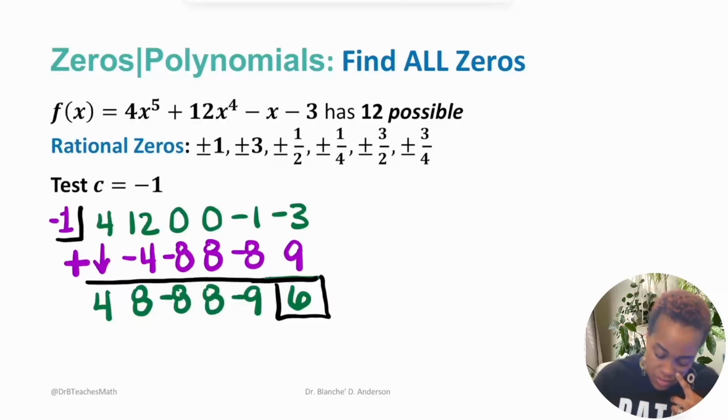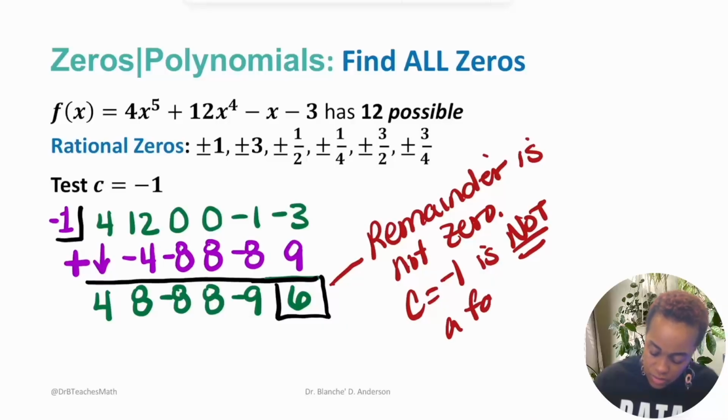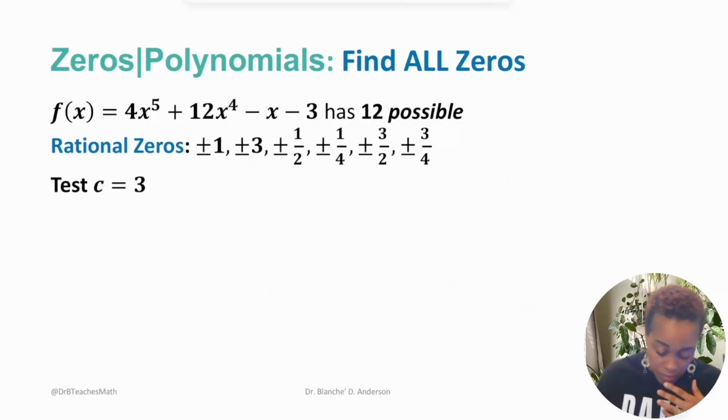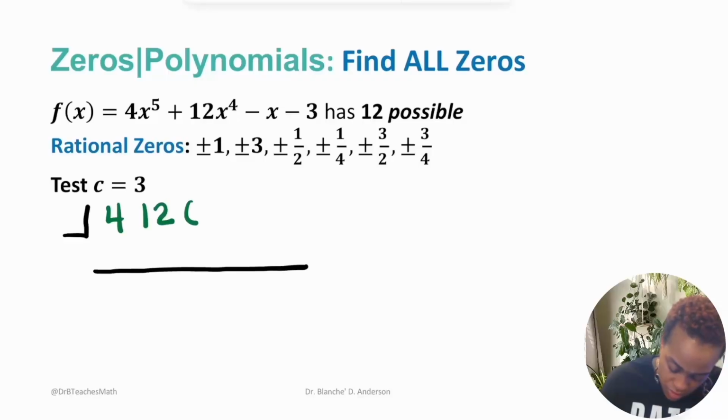Okay, so again, the remainder is not 0. So C equals negative 1 is not a factor. Okay, it is not a factor. So far, so good. Okay, let's try this one. Let's draw our little hut. Okay, draw our line. We got 4, 12, 0, 0, negative 1, negative 3.